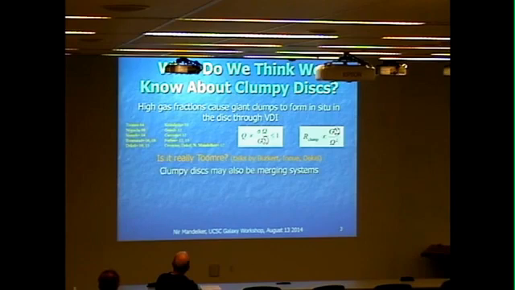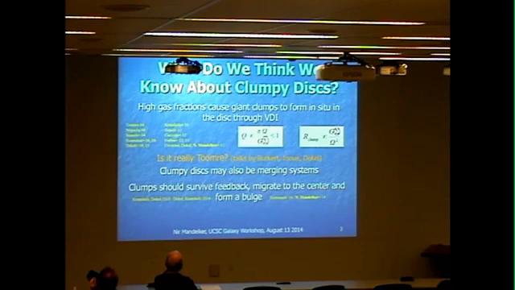Another option is that a lot of these clumpy disks could just be merging systems. There's still a lot of people who see images of clumpy disks on the sky and say, this must be a merging system. Another thing we think we know is that clumps should survive feedback, migrate to the center and merge with a bulge, helping in bulge formation. But we also know that clumps should not survive feedback, and they should disrupt in a much shorter time.